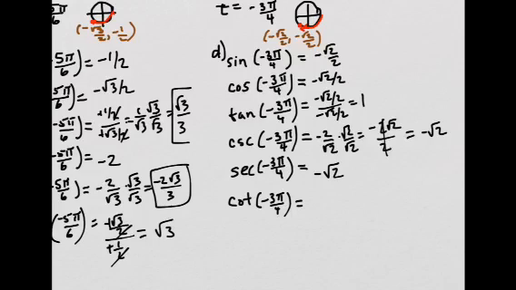And then cotangent is x over y. Well, that would be the same as tangent, right? Because if you notice, it's the same coordinates, x and y are equal. So we're going to end up with 1.